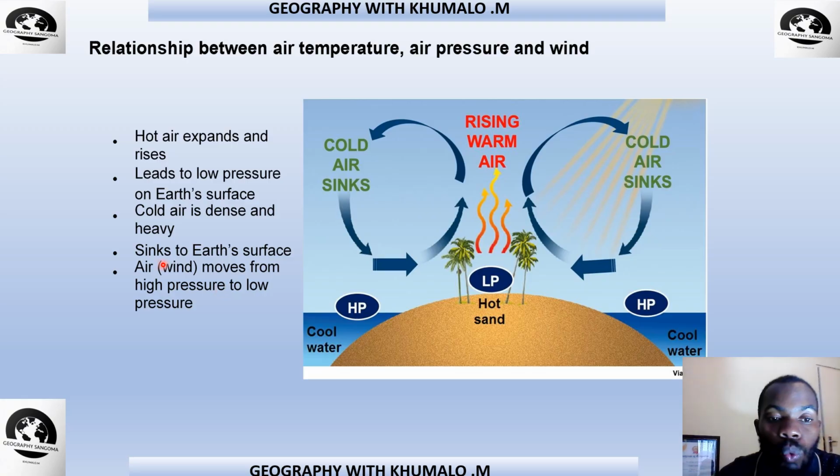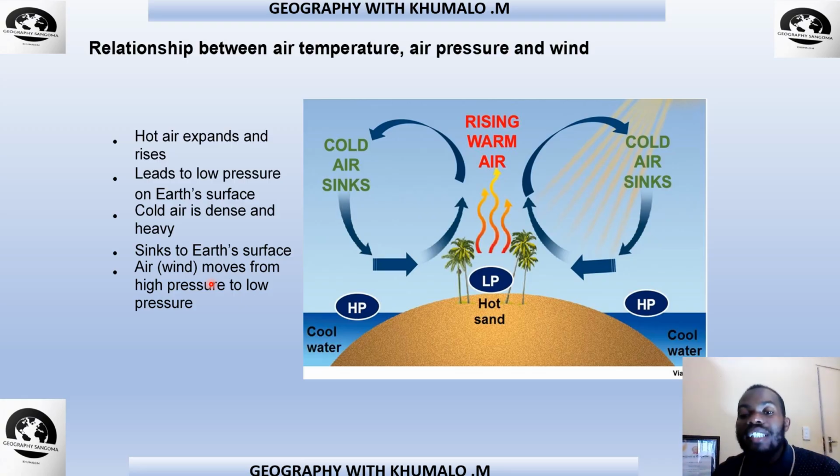Air, which is wind, moves from high pressure to low pressure. So this is the general movement of air. Now we'll understand, according to global air circulation, why we have what we call wind, because wind is defined as moving air. When the air starts to move, what causes it to start moving? It is what we call the pressure gradient force, which I'm going to talk about later in this session. The pressure gradient force causes the air to start moving.